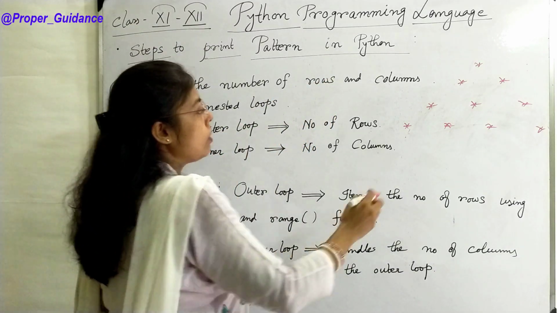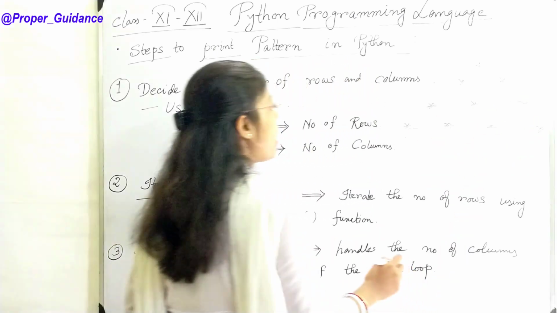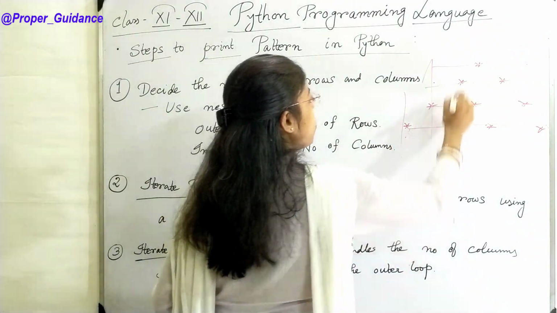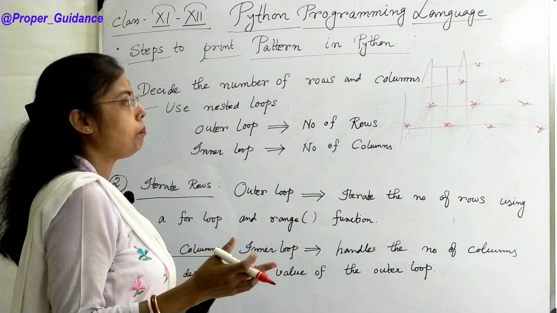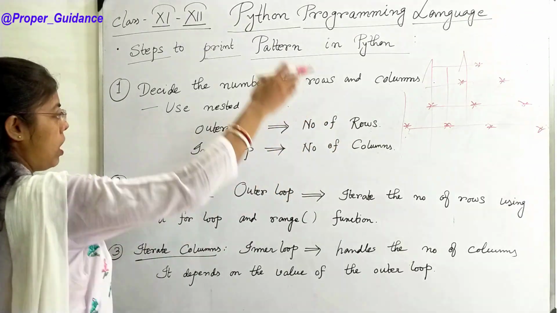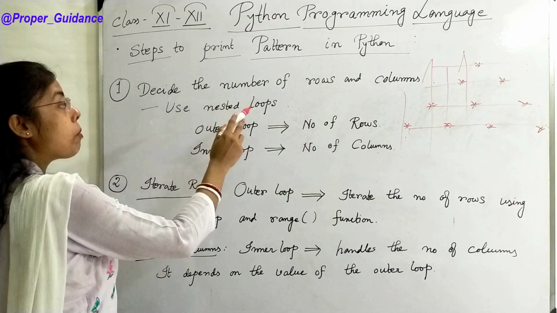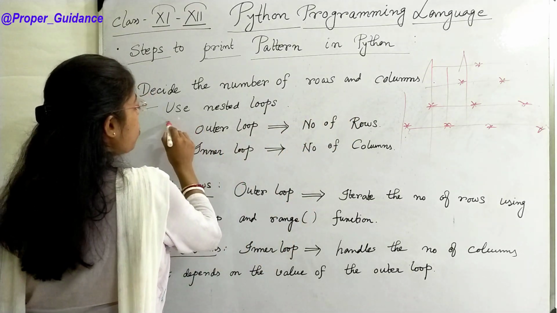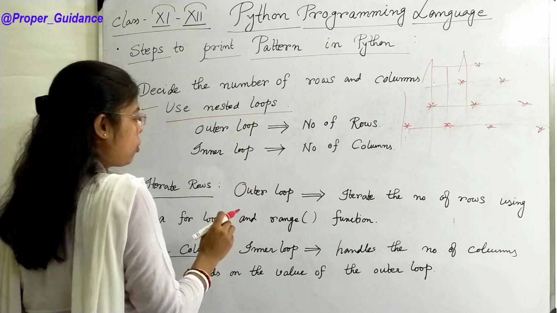What are the rows? This is row number 1, 2, 3 and 4 rows. And columns means 1, 2, 3, 4, 5. Horizontally are rows and vertically are columns. So first of all, decide the number of rows and columns. Use nested loops. We have to use nested loops for this particular section.